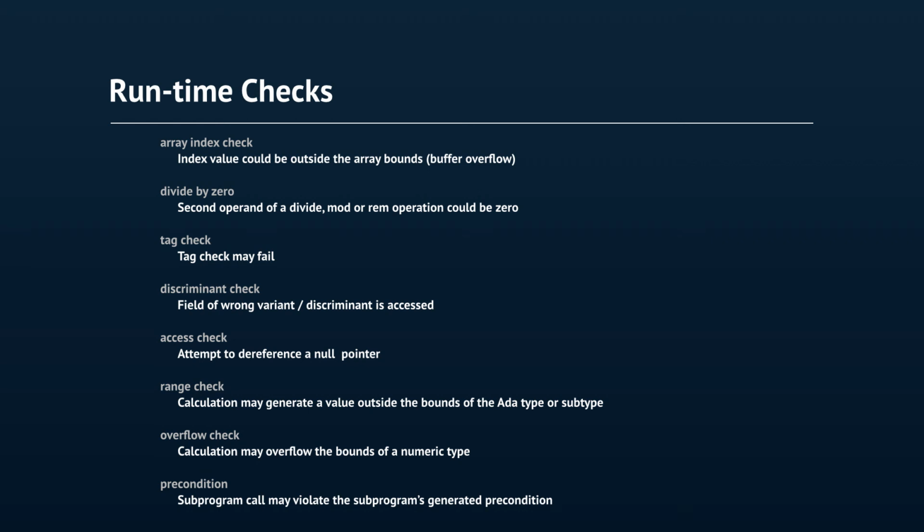Discriminant checks have to do with variant records and whether you're using the appropriate variant. Access checks are another word for null pointer dereferences. Range checks, we talked about that, the range of numeric values. Overflow check is where it's not a specified range like 1 to 100, but rather just a physical range, like minus 2 billion to plus 2 billion, where if you go outside that range, the hardware will wrap around. And finally, this notion of preconditions, and we'll illustrate how that's not a built-in check of the language, but it's a feature of CodePeer that it can propagate a precondition from one level to another, all the way to the point of the root cause, if you will.